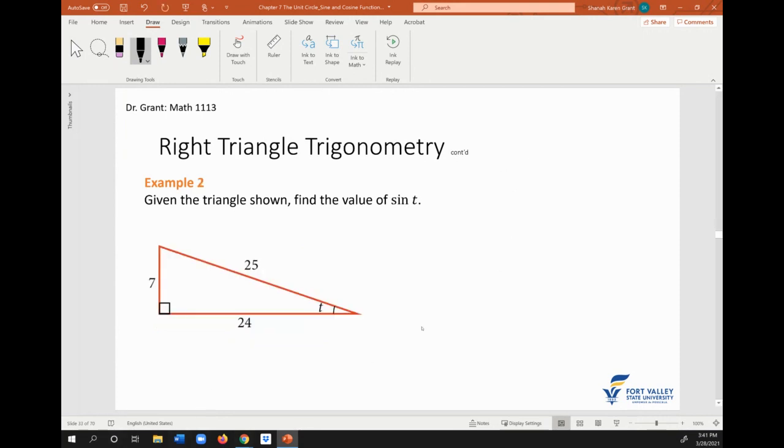Let's try another example. Let's say here we want to find sine of t. So recall, sine is opposite over adjacent. I'm sorry, over hypotenuse. So my opposite side from t is 7, and my hypotenuse is 25. So that's my answer.